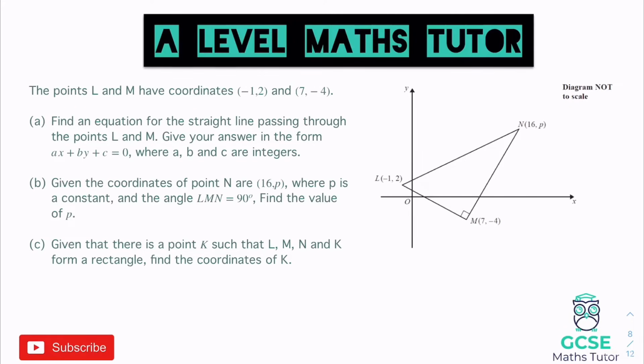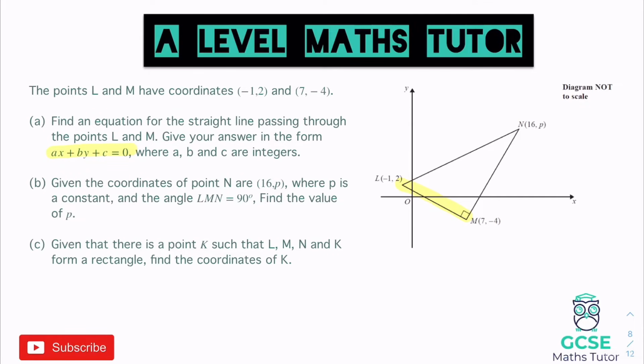And I'm just going to highlight that because we don't want to forget to finish that bit off at the end there. So obviously we've not got anything about perpendicular lines or anything like that in part A. It just wants us to find the equation of the line L to M. So that should be easy enough. We just need to get the gradient and sub one of those coordinates in.